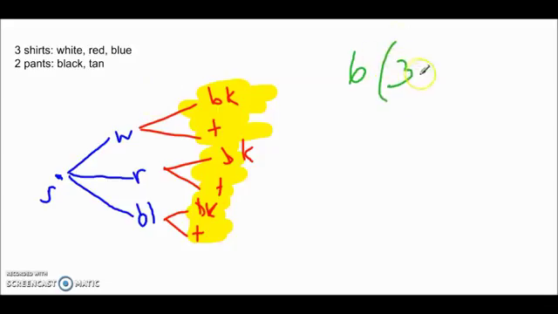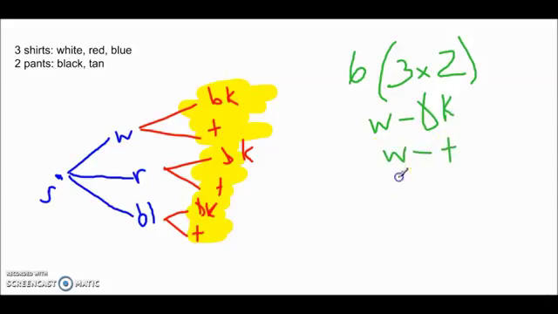And remember, we said that we could use the fundamental counting principle to find this. If we take the number of shirts as 3 times the number of shorts or pants, which is 2, that would still give me 6. My different options are found by reading across the branches. I have a white shirt and black pants. I have a white shirt and tan pants, and so on down the list. I'd have red, black, red, tan, blue, black, blue, tan for a total of 6 different options.